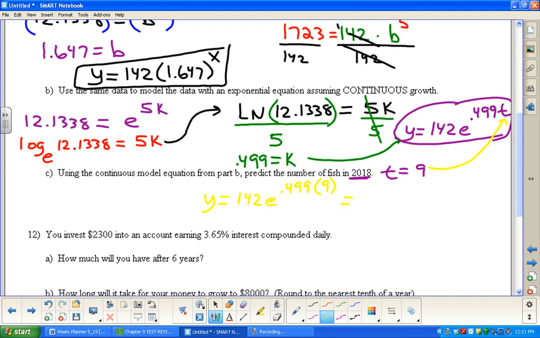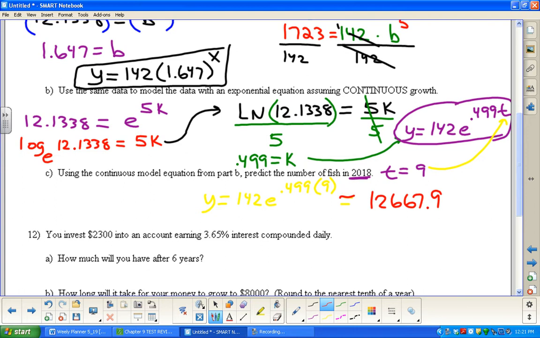Okay, so let's calculate that out. 142, there is an e to the x button on your calculator. It's right above the ln button. Or of course you can use the 2.718. And then the exponent on the e needs to be 0.499 times 9. And I'm getting a value of around 12,667.9.